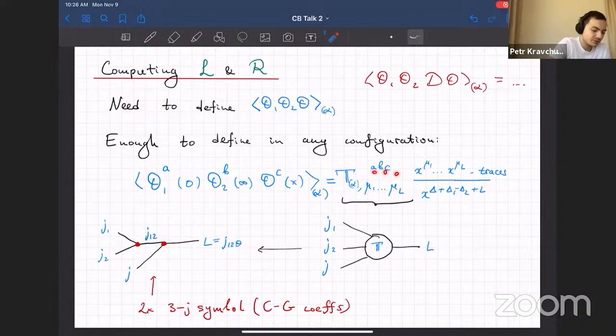You take representations A, B, C, which are J1, J2, and J spins, and you fuse them into some representation of spin L. And the way we would do this in the theory of angular momentum is simply that we would fuse spins J1 and J2 into some spin J12 using the 3J symbol or Kravchuk coefficient. And then we would fuse that additionally with spin J using another Kravchuk coefficient, and we will get some spin L. I will also denote it J12O, because it's the total angular momentum of J1, J2, and O in some sense.